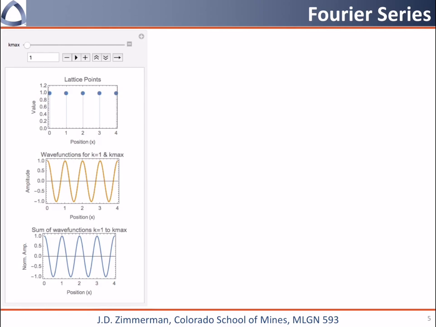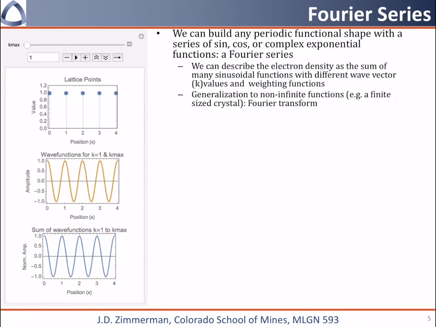There's another way to think about reciprocal lattices, and this is through the Fourier series and Fourier transforms. If you take a periodic function of any shape, you can build that shape up with a series of periodic functions. We typically use sines, cosines, or complex exponentials. If we use evenly spaced values, we can build this in a series, and we call that a Fourier series. If we had a real crystal and it had some electron density in it, we could describe that electron density by taking the Fourier transform of the real crystal, and that'll give us all of the different wave vector values that build up that electron density.